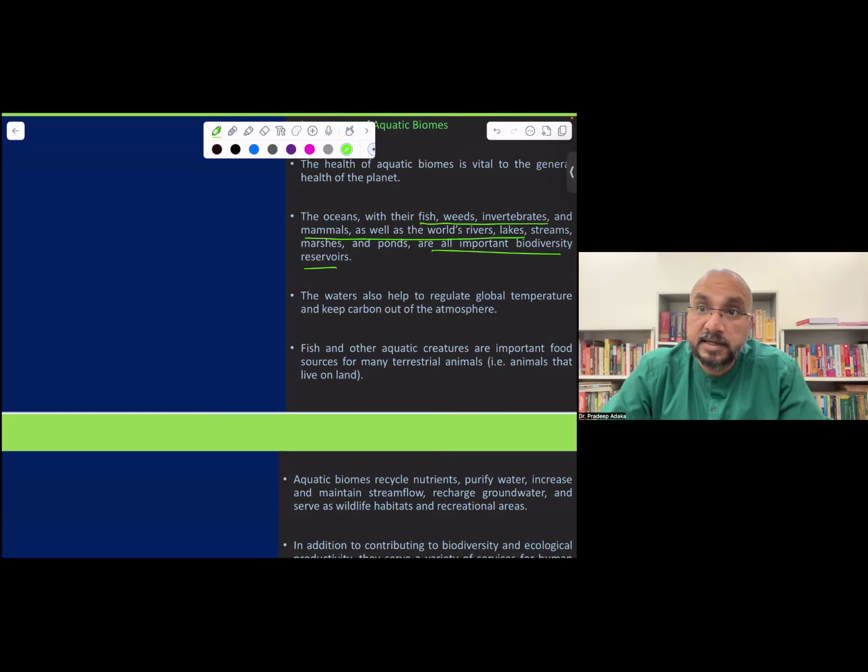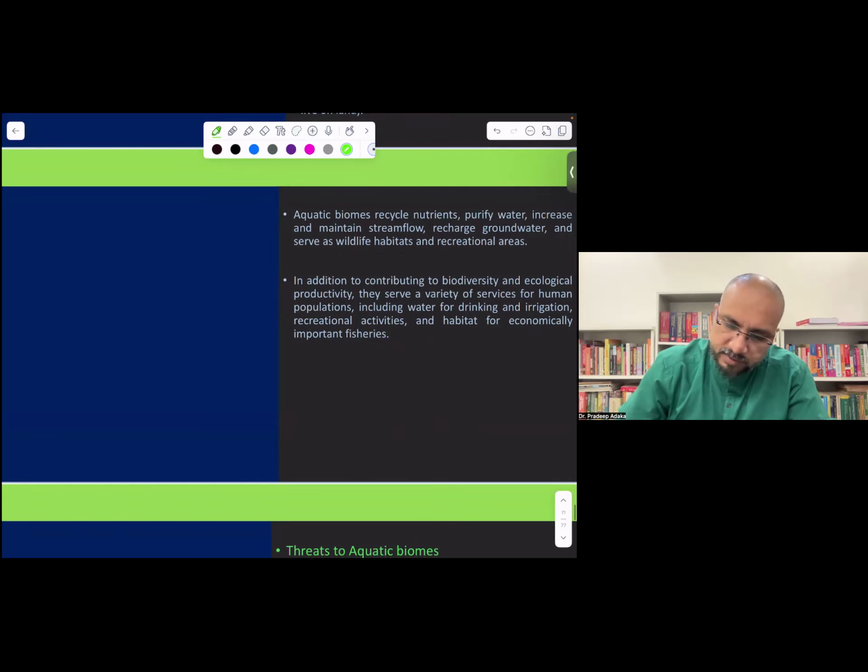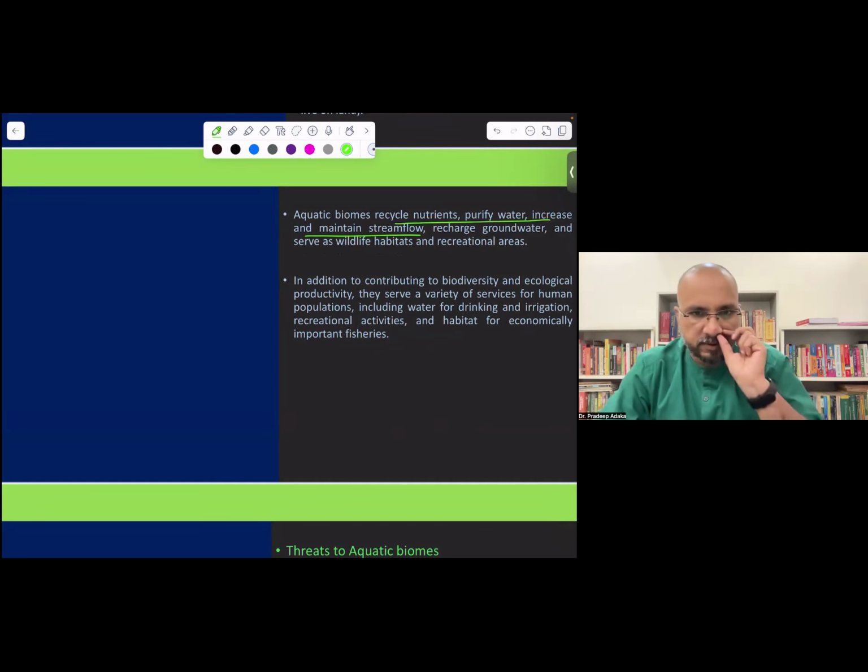So it regulates the planet's temperature, right? So what is the most important sink of carbon? Ocean water. Ocean water is the largest sink of carbon. It removes the carbon from the atmosphere due to photosynthesis of the phytoplankton. Okay. So aquatic biomes recycle the nutrients, purify the water, and so on; you can just go through it, right?